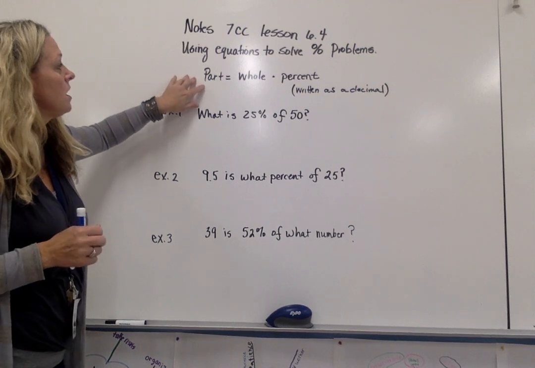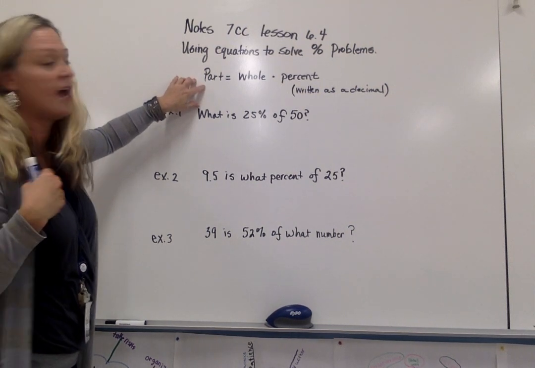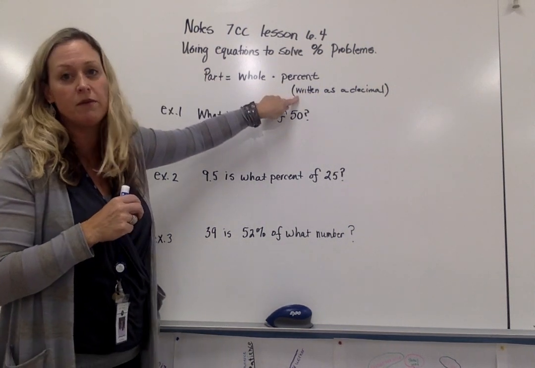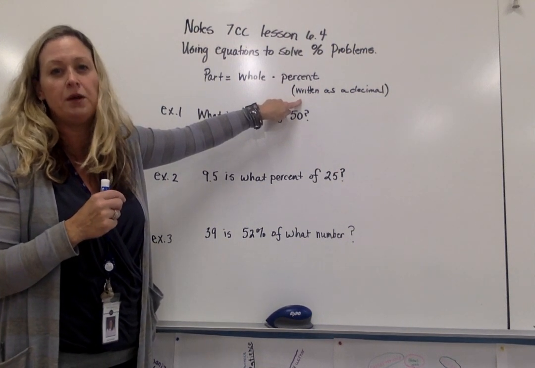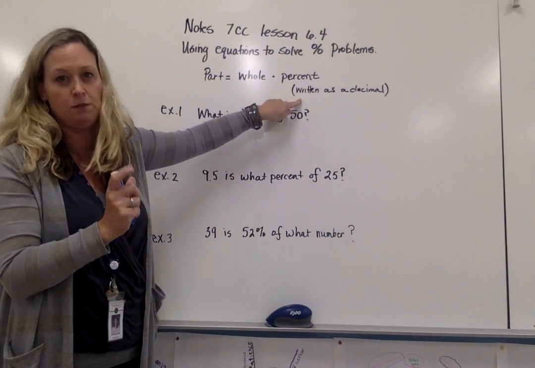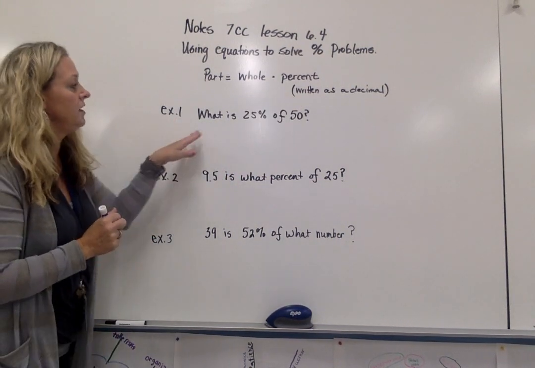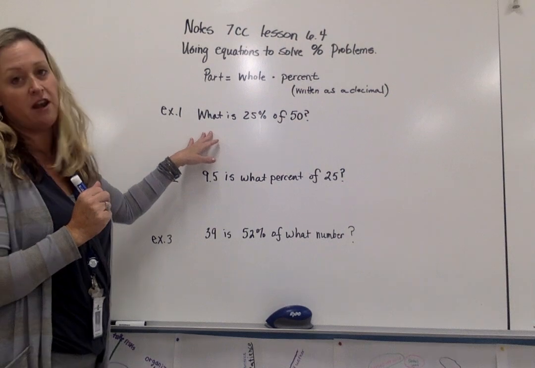Typically we use the equation part is equal to whole times percent. But it's important to remember that when you're putting a percent into an equation, that percent has already been written as an equivalent decimal. So in example 1, it says, what is 25% of 50?